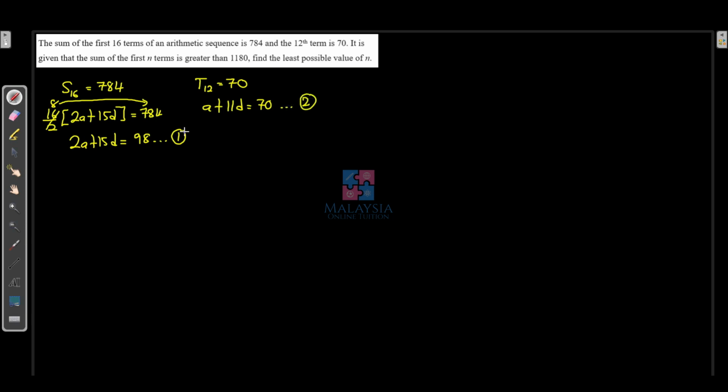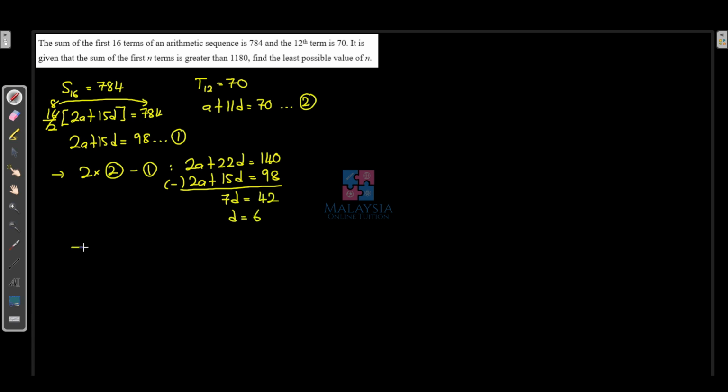So we can eliminate a by multiplying the second equation by 2. So we can say 2 times the second equation minus the first equation. So let's write the two equations first. 2a plus 22d equals 140 minus, and then we have 2a plus 15d equals 98. So 2a minus 2a is 0. 22 minus 15, that is 7. So 7d equals 140 minus 98, that is going to be, what is it? 42. And then our d equals 6. The common difference is 6.